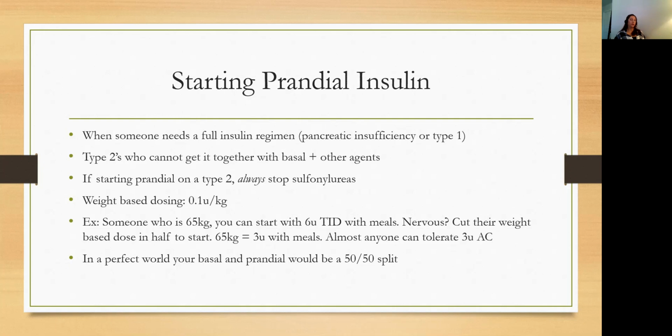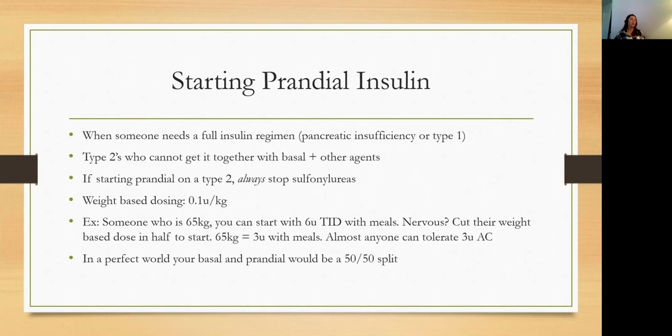And you're also going to do weight-based dosing to start this. So usually we're going to just do 0.1 units per kg. And so somebody who's 65 kgs, you would start with just 6 units with each meal. If you're nervous about starting prandial insulin on somebody, you can always start with 3 units with each meal. That's like a safe dose for almost anybody.